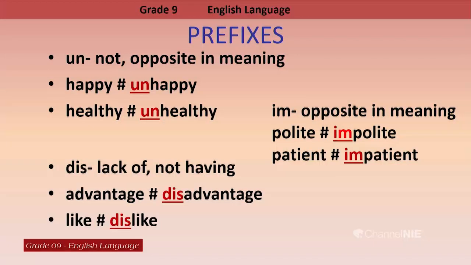So, here the patient is not the patient that we have in the hospital. Here patient is a quality. That means if you want to do something, you take so much time and you do not get angry with anyone, that is called patient. And the opposite of patient is impatient. That means you are not patient. That is the idea. So, I will go through the examples again.